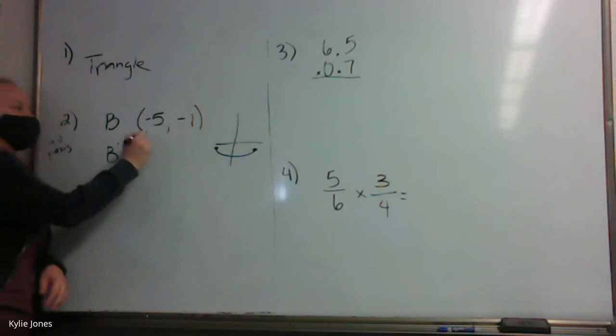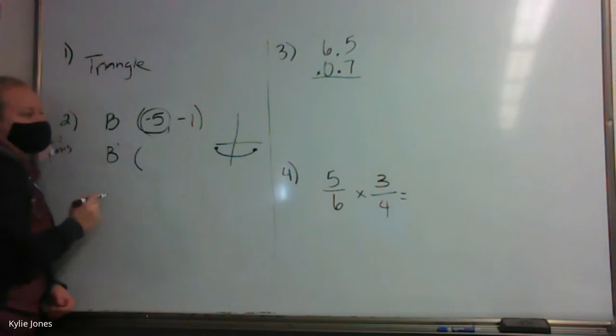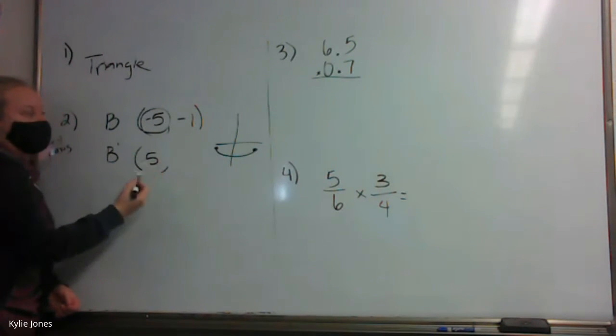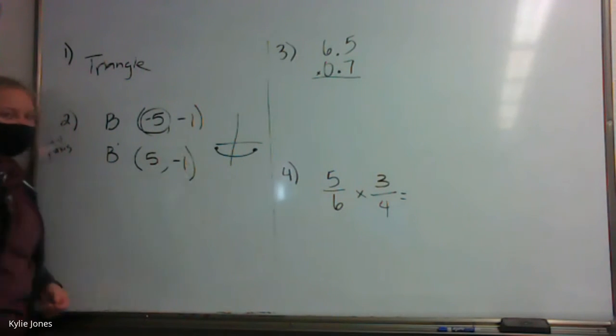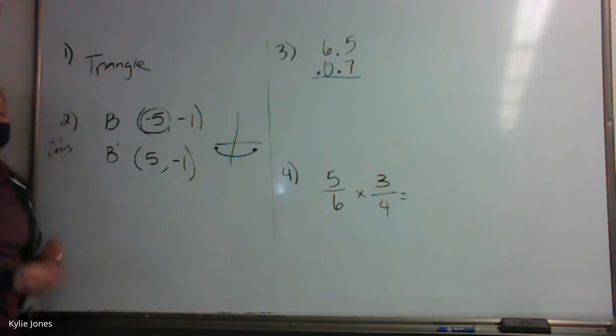Yeah, you need to change the x coordinate. Our -5 becomes what? 5. +5. And does our -1 change at all? No. This flips it over the y-axis. And we're done. Good. Number three, we're multiplying some decimals.